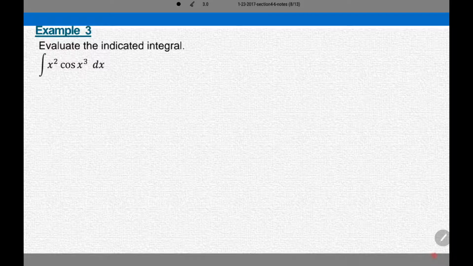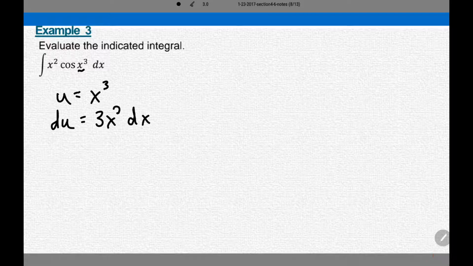So on here we've got x squared, and I've got a cosine of x cubed. So you need to remember what we're looking for when we do this. So I do know an antiderivative of cosine, but I don't know what to do with this x cubed in here. So if I take u as x cubed, though, I know the derivative of that is 3x squared. So that gives me the x squared out here in the front.